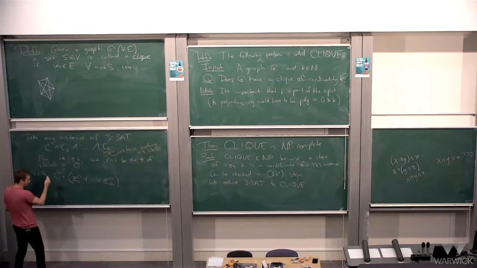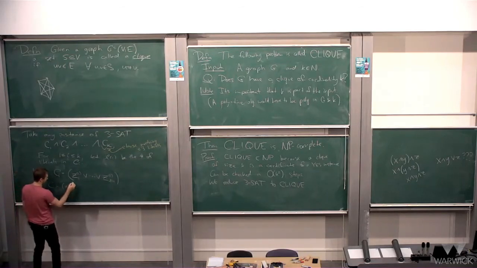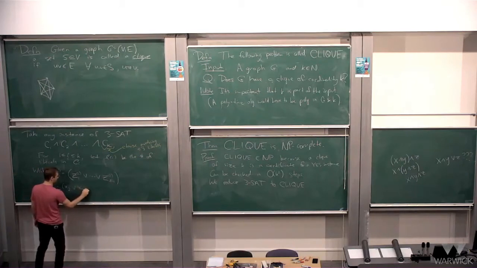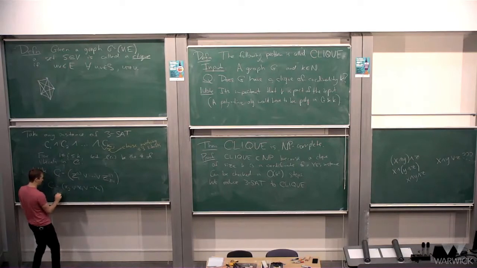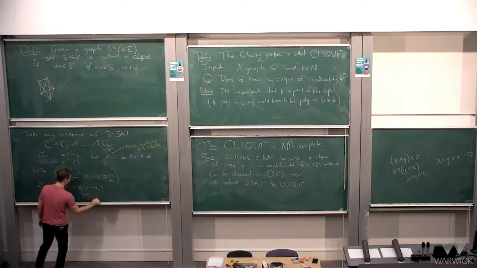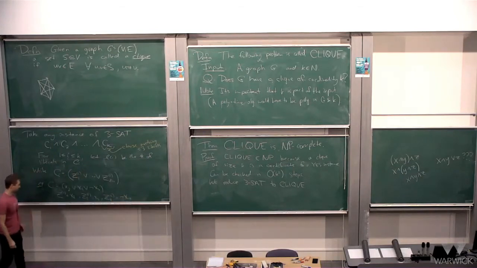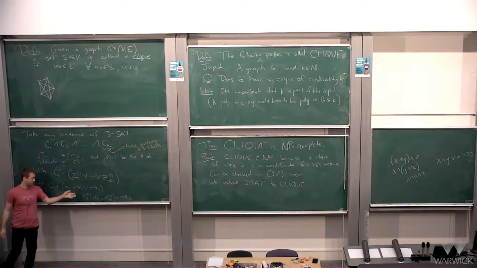But basically, if Ci looks like, let's say, x2 or x3 or not x10, then Z_1^i, as an example, would just be x2, Z_2^i is x3, Z_3^i would be not x10. So you just look at the literals that appear here and label them like this.